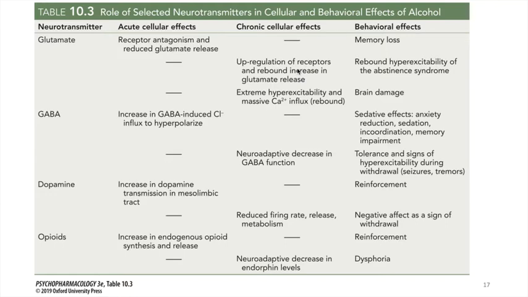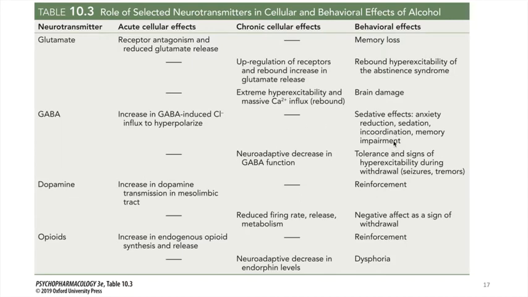That means that you're really vulnerable to extreme hyperexcitability and massive calcium influx. Remember, NMDA lets calcium into the cell. If you have large spikes in calcium levels, that can cause neurotoxicity. So this might be how we end up with the brain damage that we see with chronic alcohol use, which we'll talk a little bit more about. So the rebound hyperexcitability of abstinence syndrome, that's referring to those seizures that we see in alcohol withdrawal that we discussed in the case study.